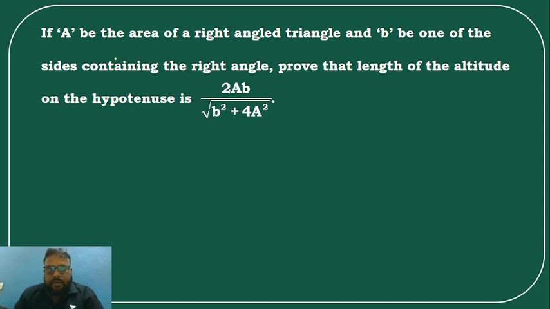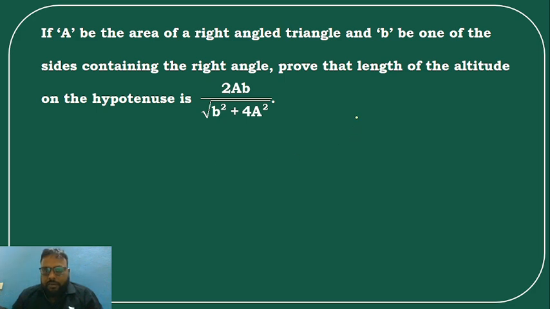Hello everyone. Let us look into this question. If A be the area of a right angle triangle and B be one of the sides containing the right angle, prove that the length of the altitude on the hypotenuse is 2AB by under root of B square plus 4A square. This is the question.